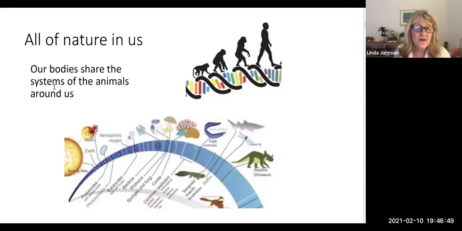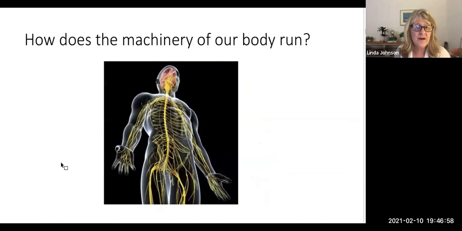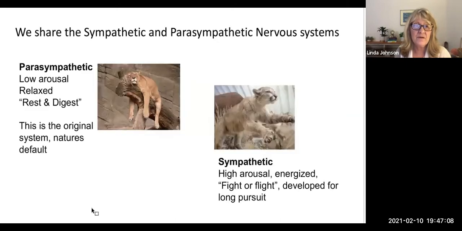So all our bodies share the systems of all the animals around us, right? Because it went through the evolutionary chain. And we'll see in a few minutes that we have that in the brain too. So it helps to understand how this machinery of our body runs so that we can take care of this soft animal of our body, as Mary Oliver says.